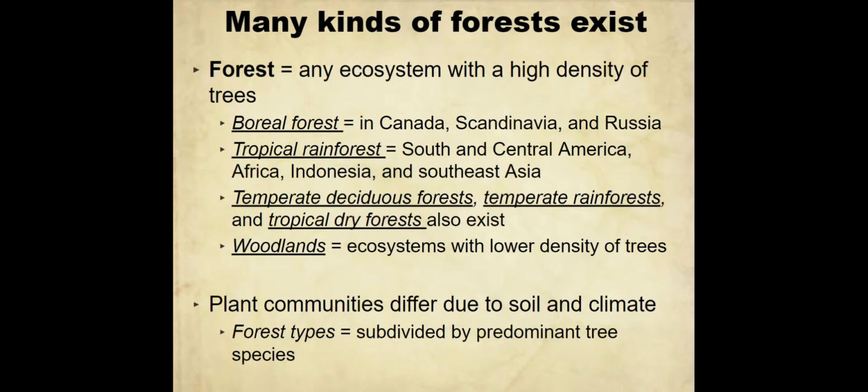So we have lots of different types of forests. Boreal forests are those coniferous forests, tropical rainforests we learned a bunch about already. And then we have temperate deciduous forests where we live. You also have temperate rainforests, tropical dry forests, and then woodlands are ecosystems with lower densities of trees.